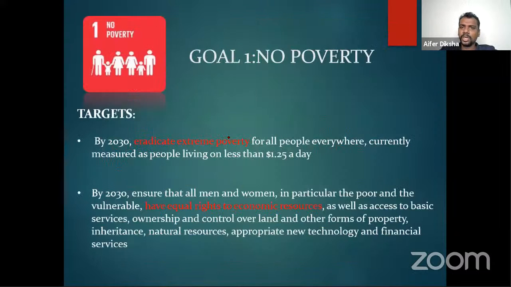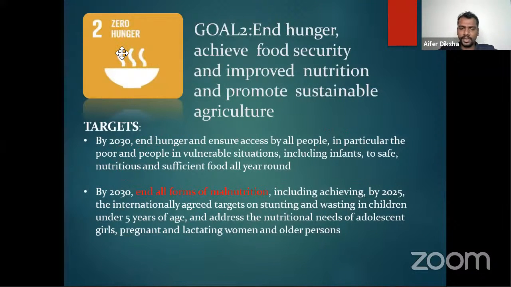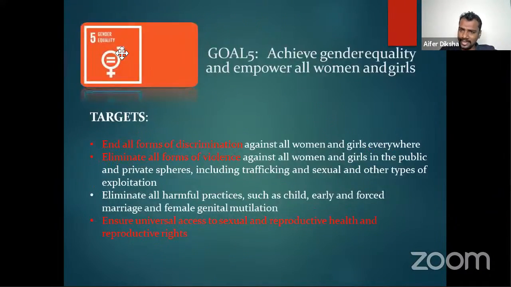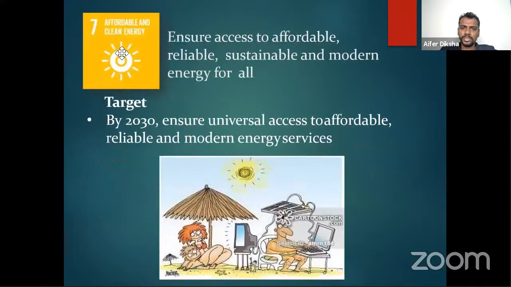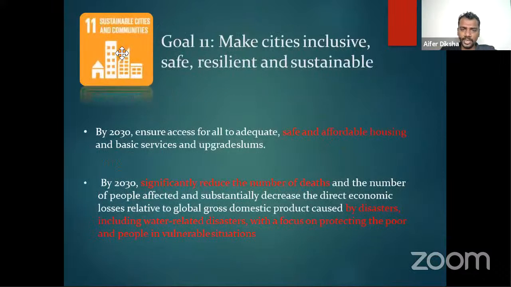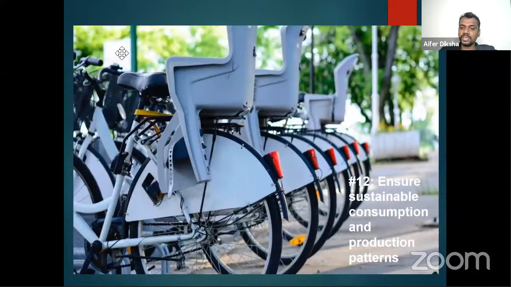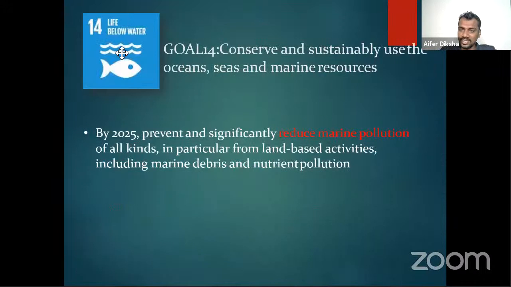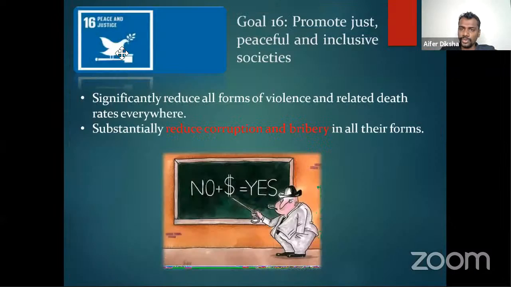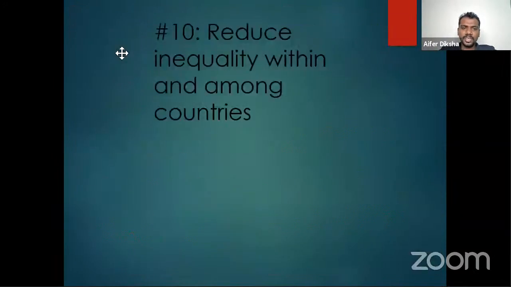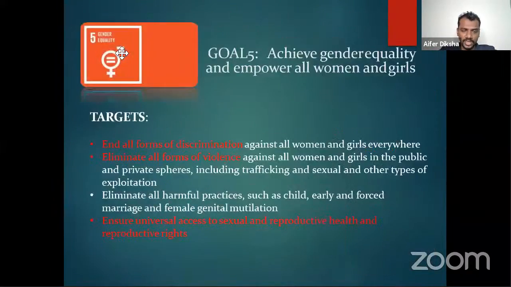Okay, 17 goals. No poverty, zero hunger, ensure healthy lives, ensure inclusive education, achieve gender equality, ensure access to water, inclusive and sustainable jobs, resilient infrastructure, reduce inequality, make inclusive cities, sustainable consumption, combating climate change, conserve sea and marine resources, sustainably using forests, promote peaceful societies, and revitalize the global partnership for sustainable development. So these 17 come under the Sustainable Development Goals.